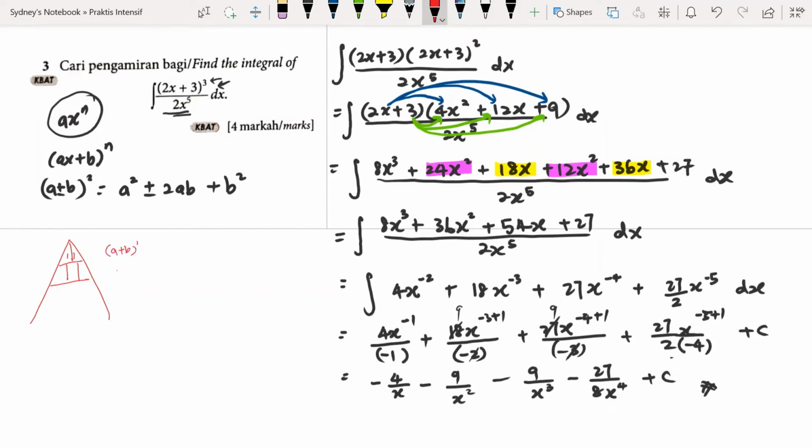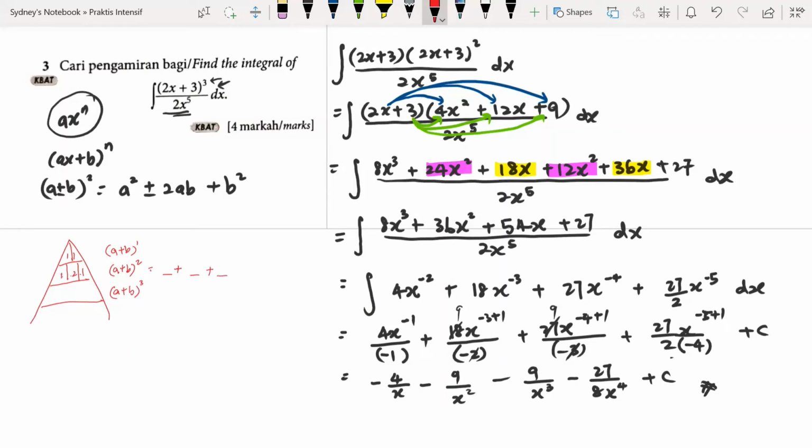The second level will be (a + b) raised to the power of 2, whereby when we expand, we will have 3 terms, in which the coefficients will be 1, 2, and 1. Now we need to expand power 3. So let's look at this (a + b) raised to the power of 2. When we expand, we will have 3 terms. Since this is positive, all are positive.